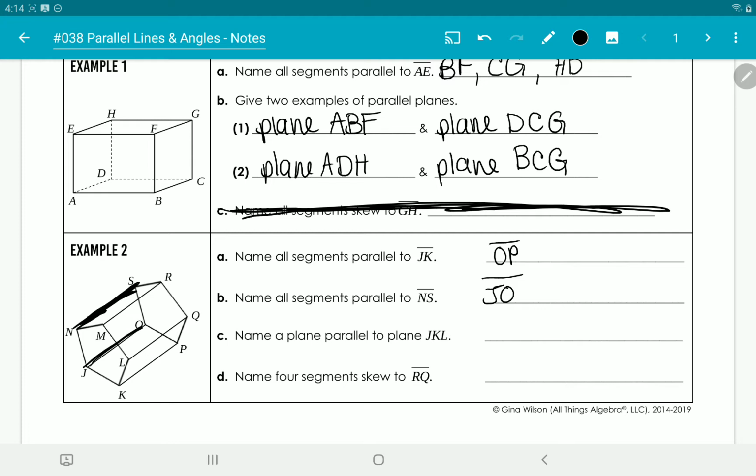Okay, also not going to meet it. KP, we can just go around. They're all going in that direction and not going to meet one another. LQ. Okay, and these are segments, so I'm putting the line over top, and then MR. Okay, so they're all going in the same direction, and they're all not going to meet one another.